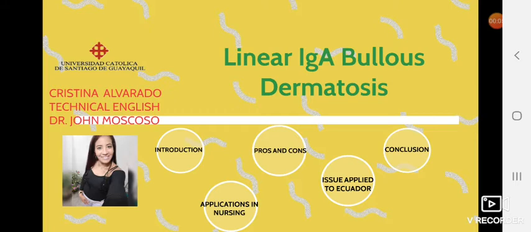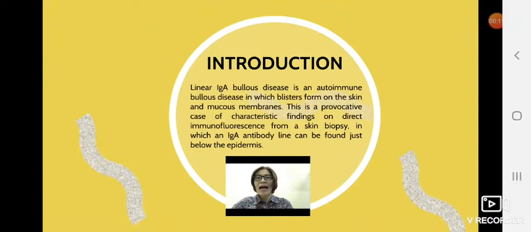Linear IgA bullous dermatosis. Introduction. Linear IgA bullous disease is an autoimmune bullous disease in which blisters form on the skin and mucous membranes. This is a characteristic case. Direct immunofluorescence of a skin biopsy shows IgA antibody deposited linearly below the epidermis.